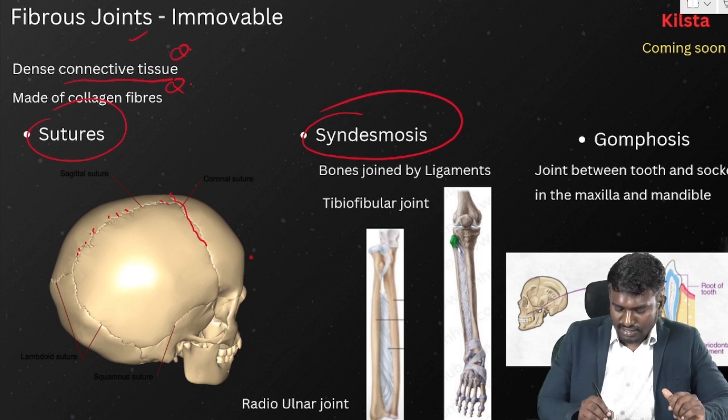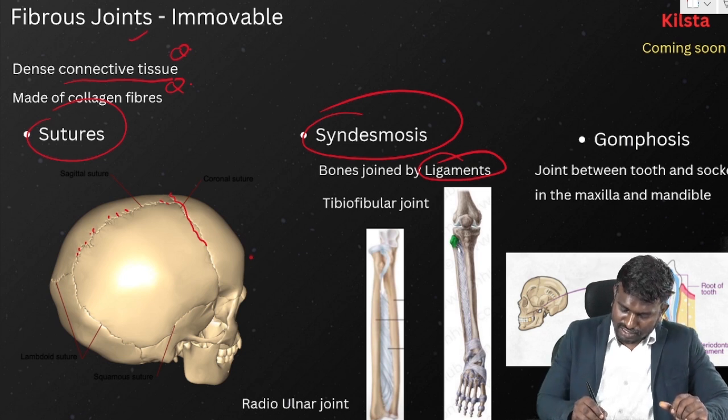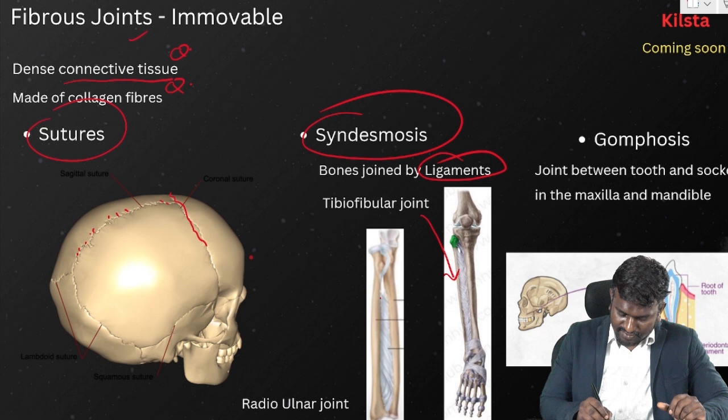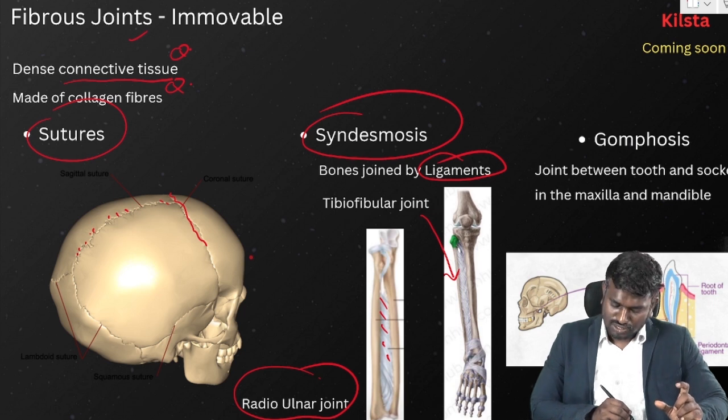Next we have syndesmosis. Syndesmosis, remember, bones are usually joined by ligaments. They are joined by ligaments. An example is the tibiofibular joint. This is going to be what? Tibiofibular joint. This is going to be syndesmosis. And here we have the radio-ulnar joint. Radio-ulnar joint. This is an example of syndesmosis.